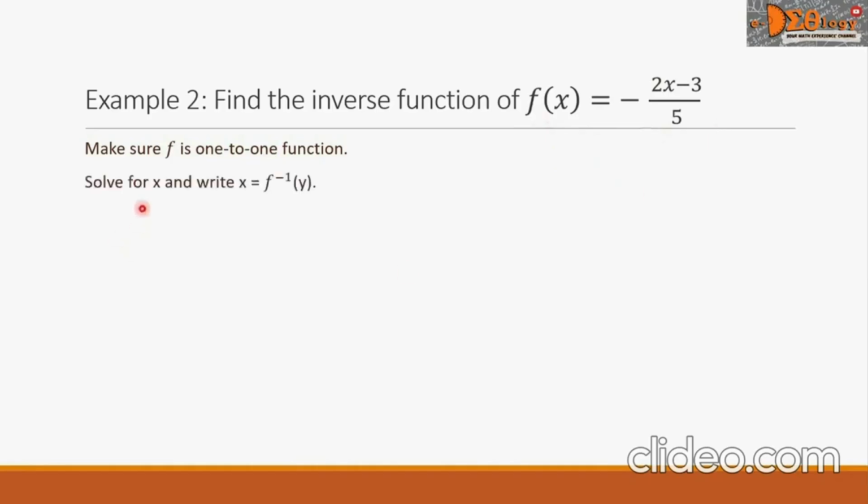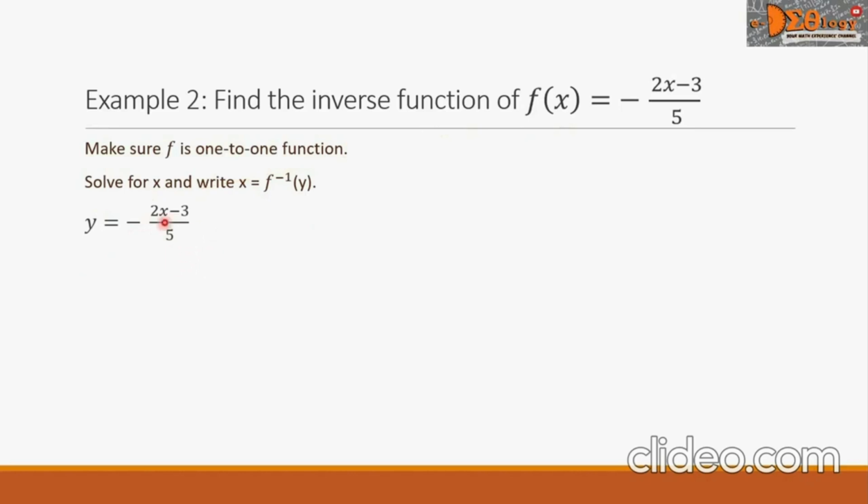Now we are going to solve for x and write x equals f inverse of y. I'm going to copy this problem again here, but instead of f of x, I will change this to y. So I have here y equals the negative of 2x minus 3 all over 5, and I will solve for x. I want the x to be isolated.